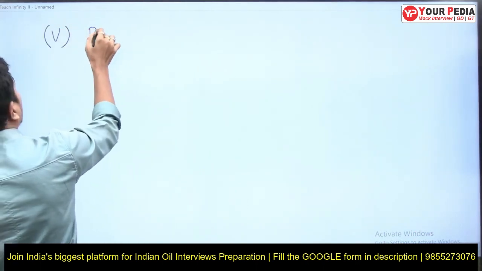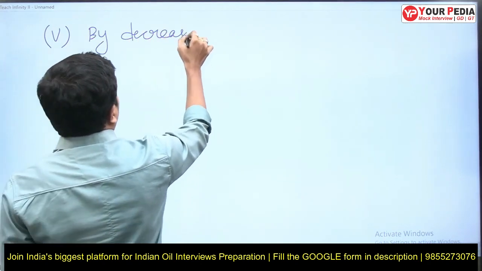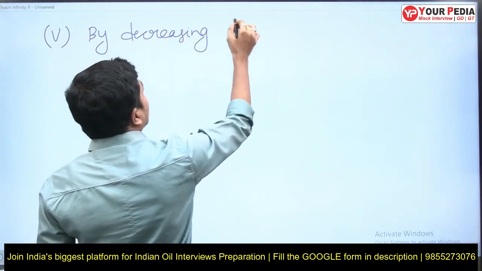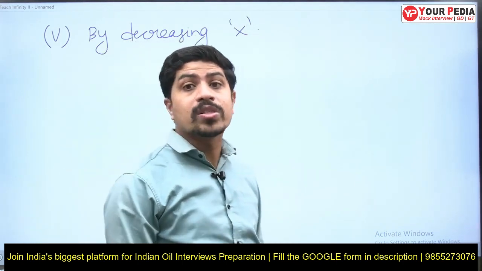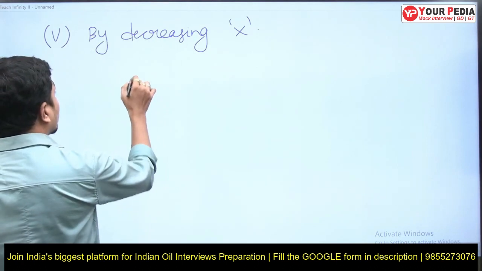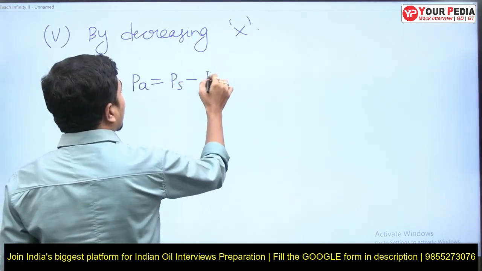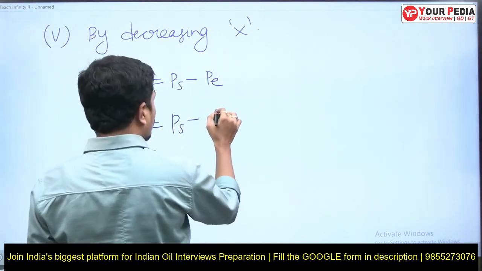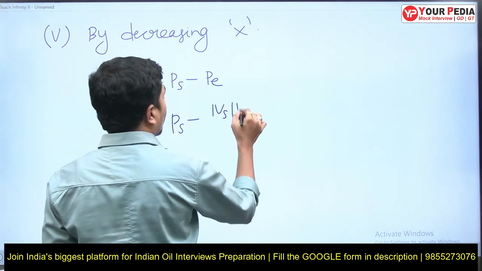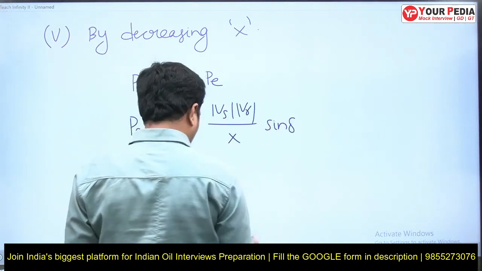Yes, by decreasing reactance. How will decreasing reactance improve stability? Let us see. It's a very good thing. PA is equal to PS minus PE. Let me write: PA is equal to PS minus PE, which is |Vs||Vr| by X into sin delta.